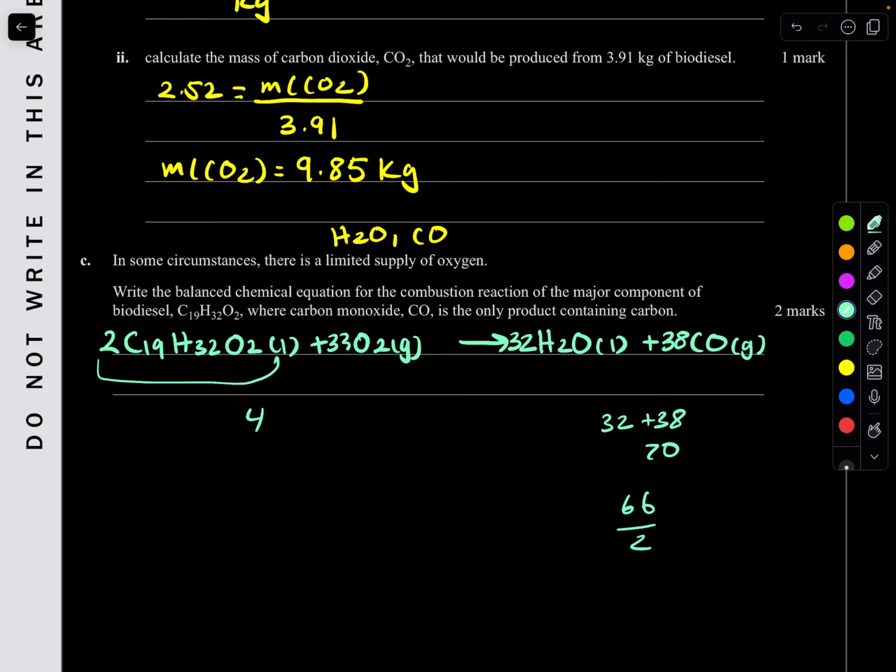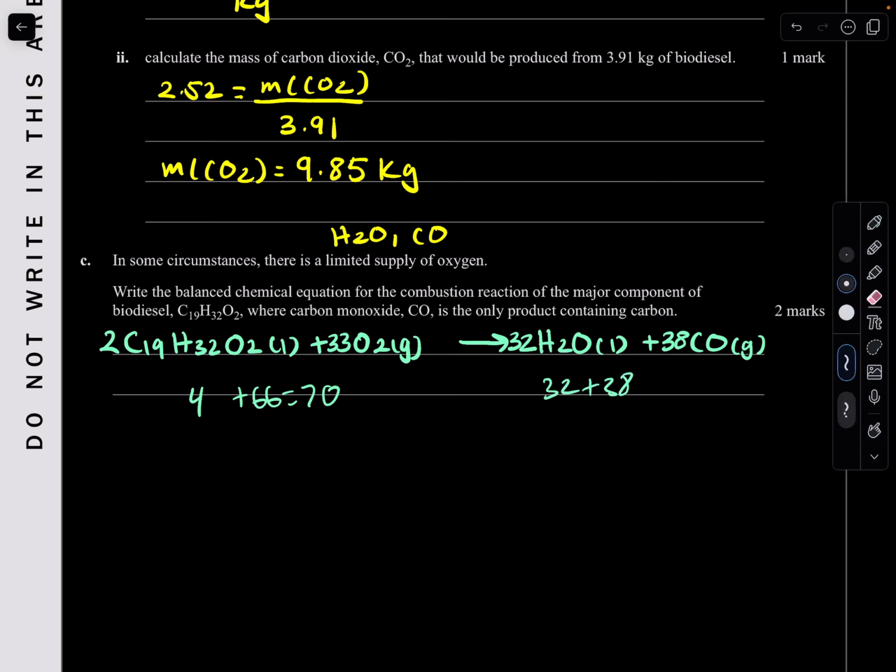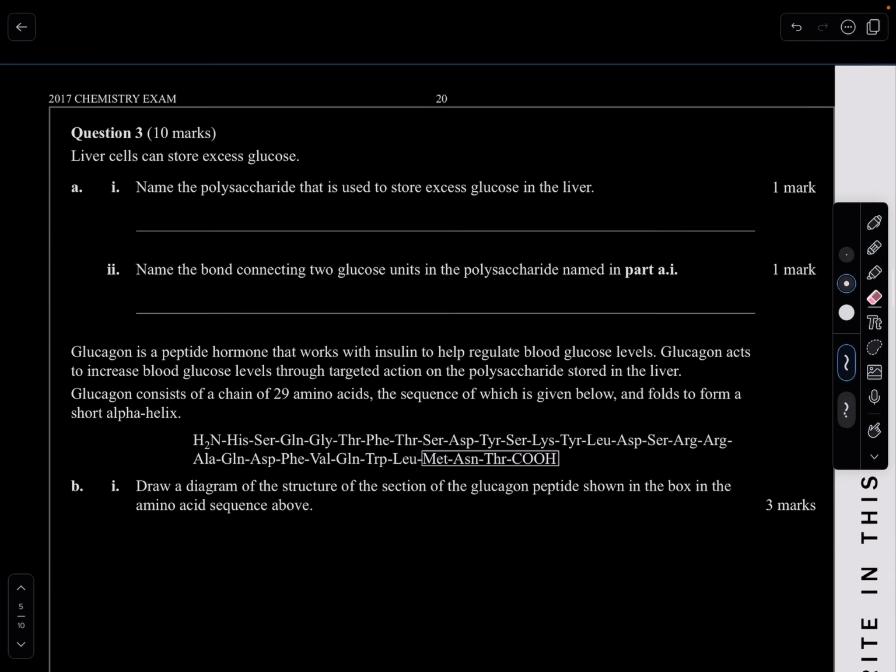So let's see if that makes sense now. Let's see if everything works. How many hydrogens, how many oxygens do we have on the left? We have 2 times 2, that'll be 4 here. 33 times 2, which is 66. Adding these, we get 70. And also this one, we have 32 plus 38, which is also 70. Great, that works. Wow, that took quite long, but yeah, that's your answer. Does that look good? Yep, looks good.